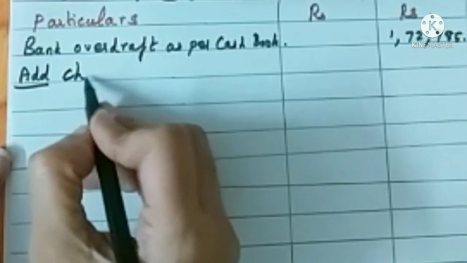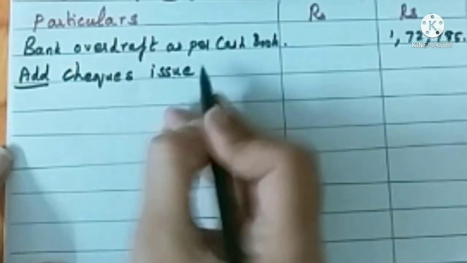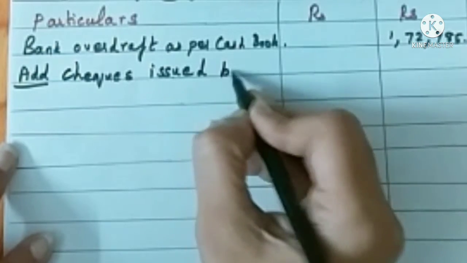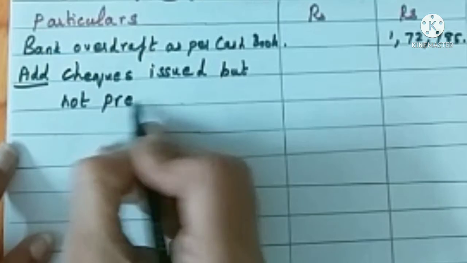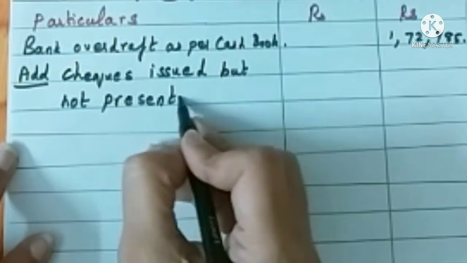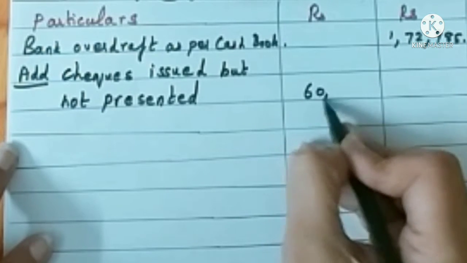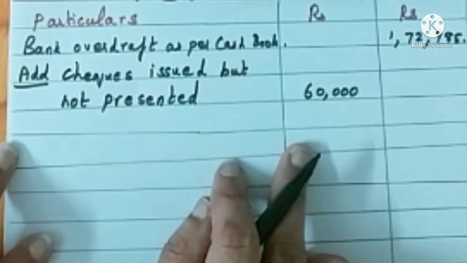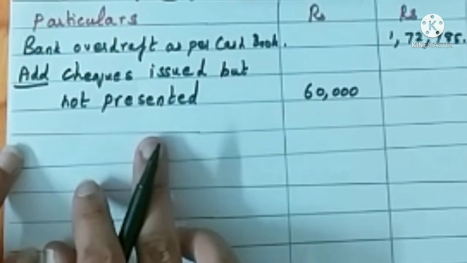Checks issued but not presented for payment. Okay, rupees 60,000 has to be added. We already discussed what and all have to be added and deducted. That's why I am directly writing all these items in the bank reconciliation statement.